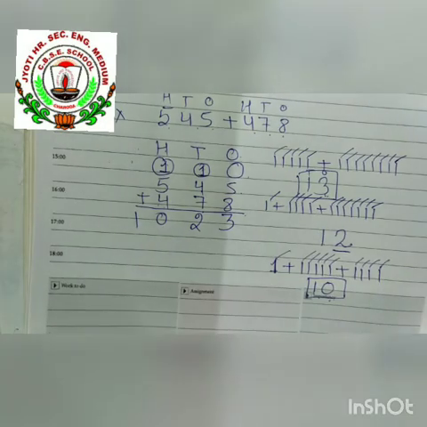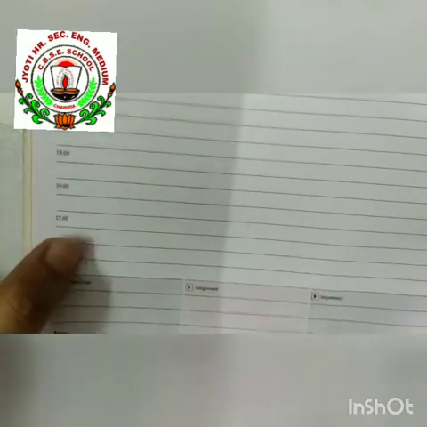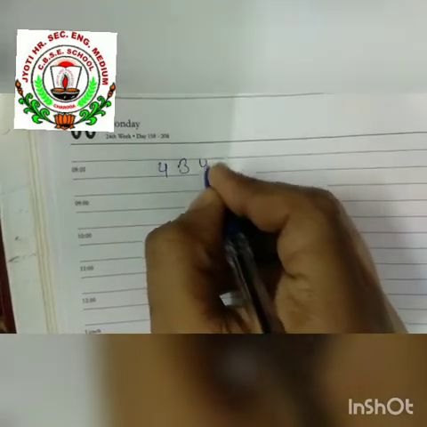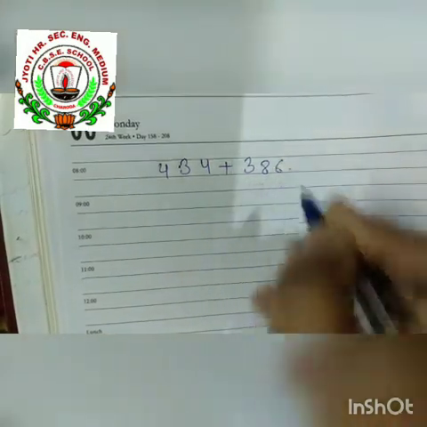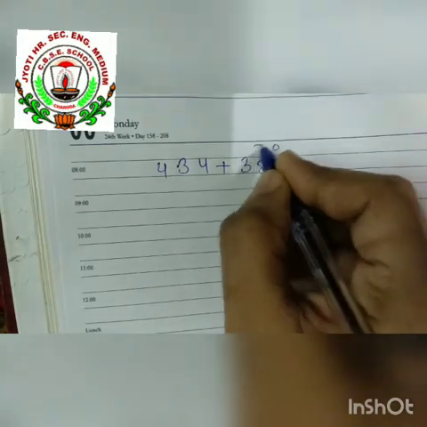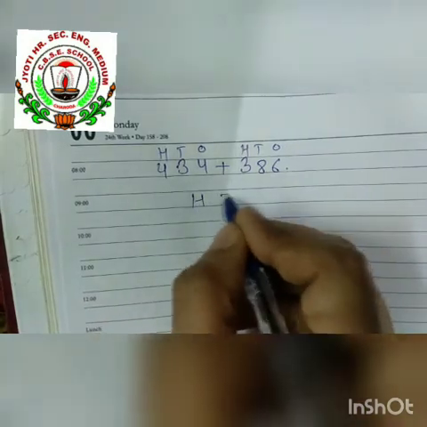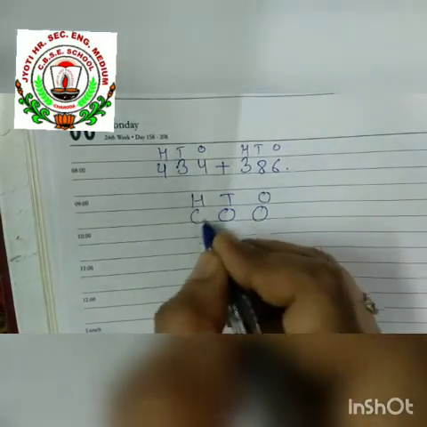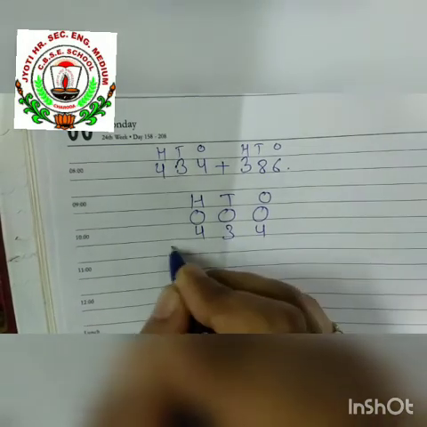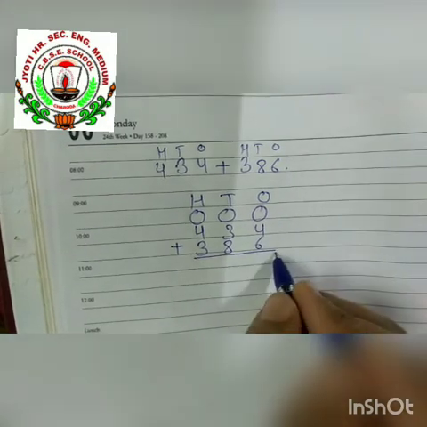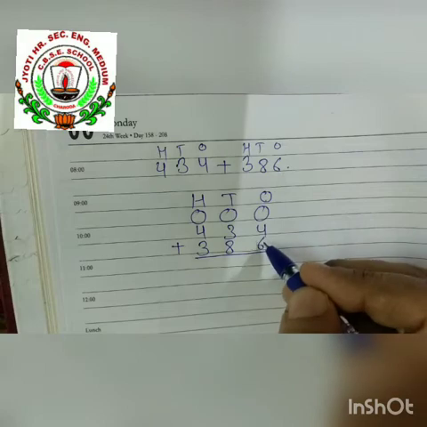Now I am taking one more example with carry, and I will explain one more sum. Suppose I have taken 434 added to 386. Again we will see the positions: ones, tens, hundreds. It is also ones, tens, hundreds. So we will write according to their position. 434. We are doing addition, so I have put the sign of plus. Next is 386.